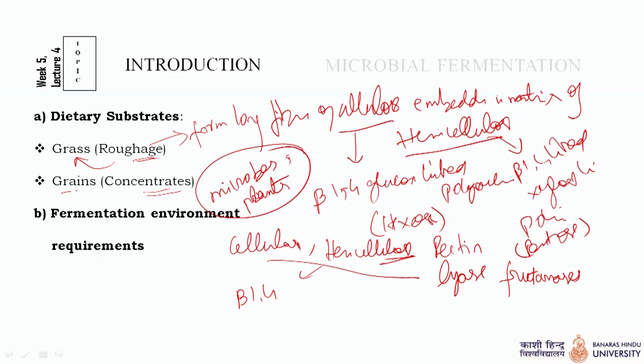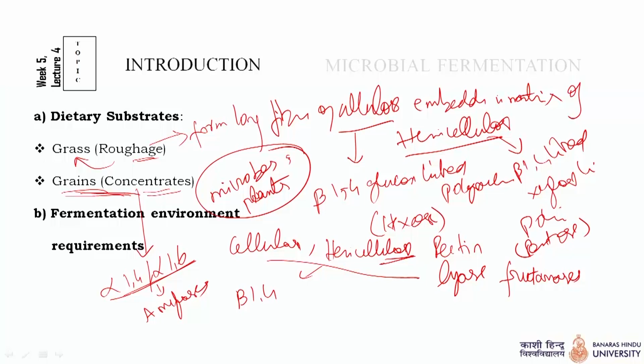Now, the next is grain or concentrates. When we say grain or concentrates, these are nothing but alpha 1,4 linked or alpha 1,6 linked polysaccharides. Okay. Now, to hydrolyze the alpha 1,4 linked or alpha 1,6 linked polysaccharides, it requires an enzyme, amylase. Amylase is produced by the animals as well as microbes and plants. So because of this reason, even the non-ruminants have amylase.